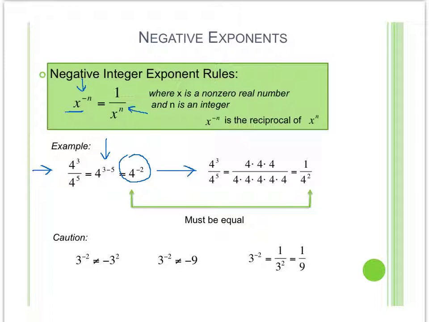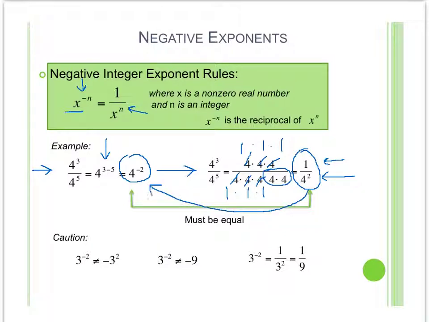As you can see when it's written out, we have common factors of 4 in the top and bottom, so that leaves us with 1 times 1 times 1 in the numerator, and 1 times 1 times 1 times 4 times 4 in the denominator. So the numerator is going to be 1, and in the denominator we have 2 4's left, so that in exponential form is 4 to the 2nd power. Therefore, we know that this 1 divided by 4 to the 2nd power must equal 4 to the negative 2nd power, which proves the negative integer exponent rule.